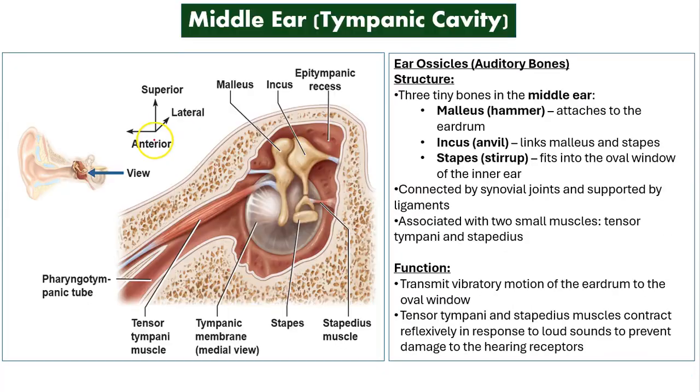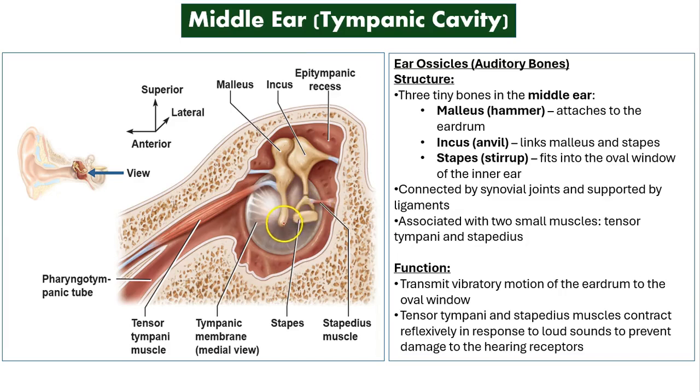Now, the next thing we might be wondering is how do all these little tiny bones connect? Well, they connect by synovial joints, and they're supported by a bunch of ligaments, and you can see as well they also have muscles they're supported by, so we see a muscle here and a muscle here. They're important because they contract when you have a lot of loud noise. So to protect all the hearing receptors from any damage, the muscles are going to contract to protect it that way. Okay, so that's what's really cool about those muscles.